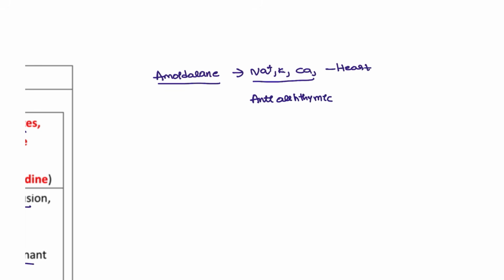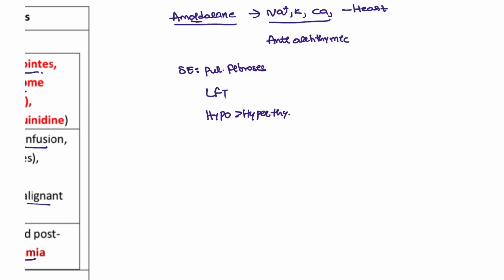Whenever we use amiodarone, it is associated with side effects. These side effects include pulmonary fibrosis. Remember, it can cause pulmonary fibrosis, and deranged LFTs will be seen in this patient. Mostly hypo- and then hyperthyroidism will be seen. Why is thyroid dysfunction seen? Amiodarone contains iodine, which is going to cause the hypothyroidism. And cyanoderma, meaning blue discoloration of the body, will be seen in this patient.